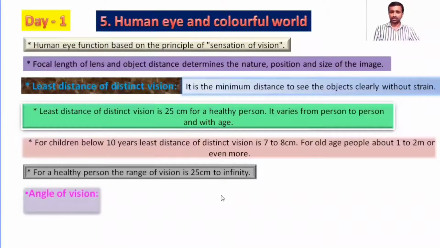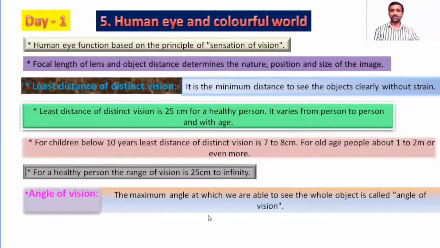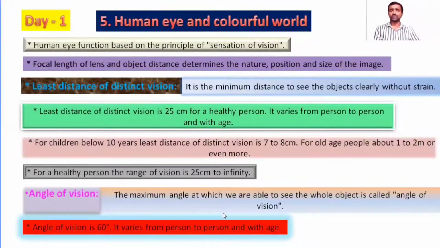Then angle of vision. Here we can define that angle of vision is simply the maximum angle at which we are able to see the whole object. Here, angle of vision is 60 degrees. It varies from person to person and with age.